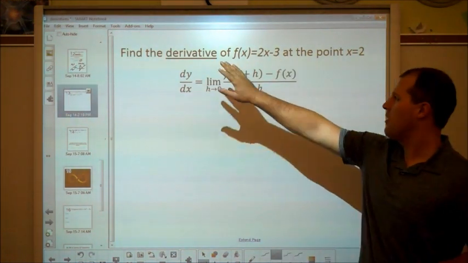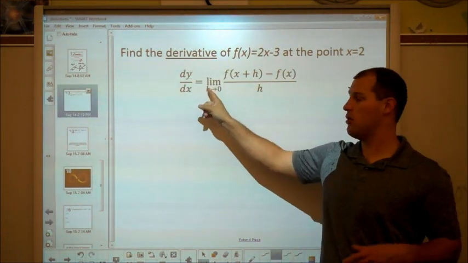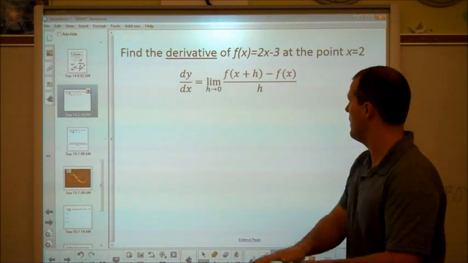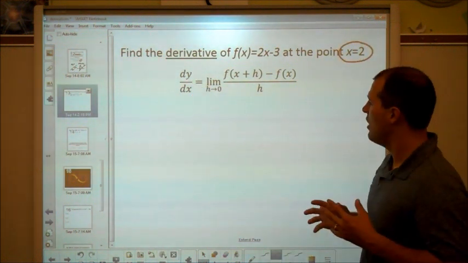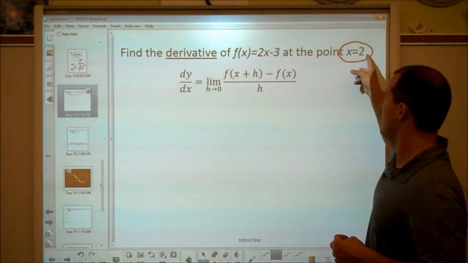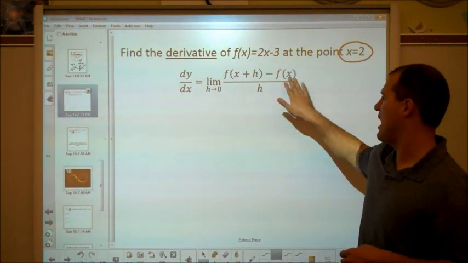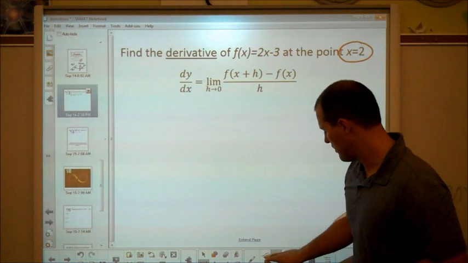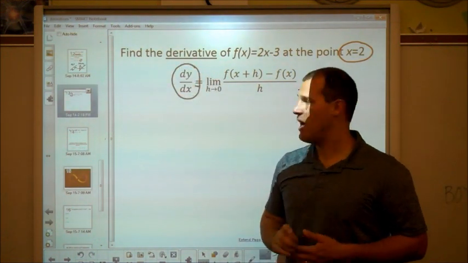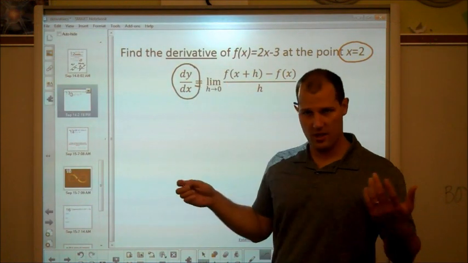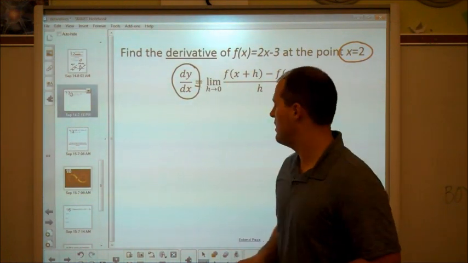We're given a function, we're asked for the derivative, difference quotient, derivative, they're coming from the same thing, and we're told that x equals 2. So all I'm going to do is plug in a 2, and do exactly what this says. By the way, I didn't mention anything about this. This is dy dx, is how we say it. I know it looks like dy over dx. Normally we say dy dx.